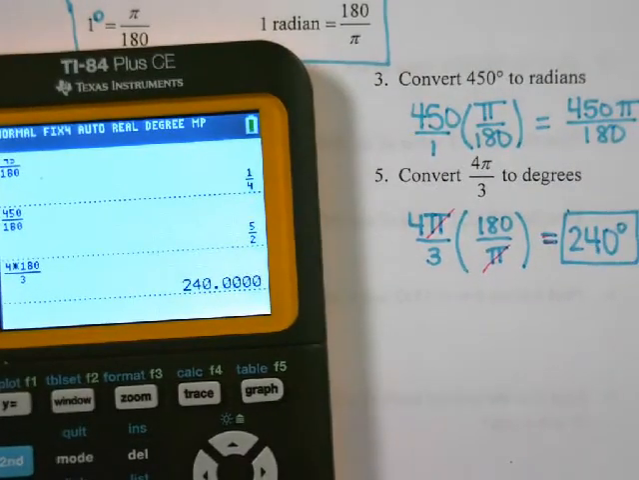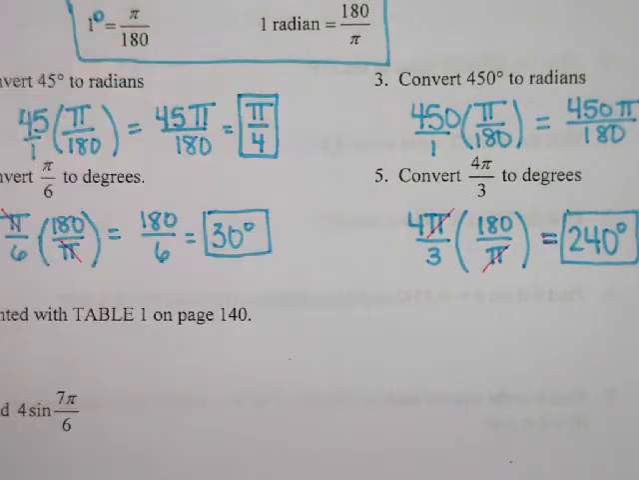Whoop, sorry. 240 degrees. Okay, are you okay going back and forth? Okay. Then it says, get acquainted with table 1 on page 140.